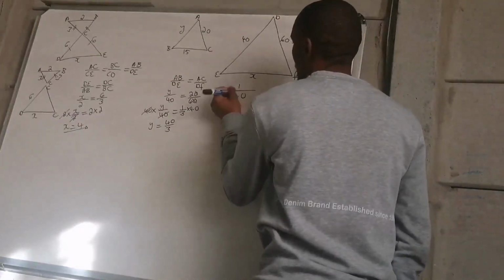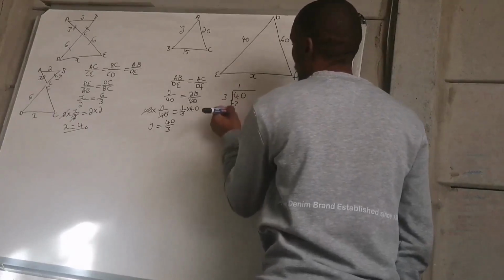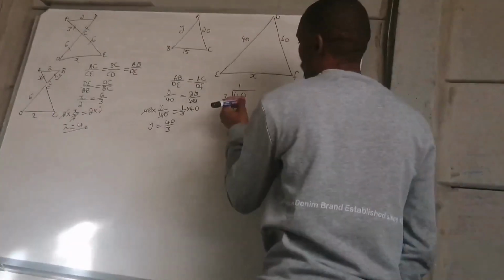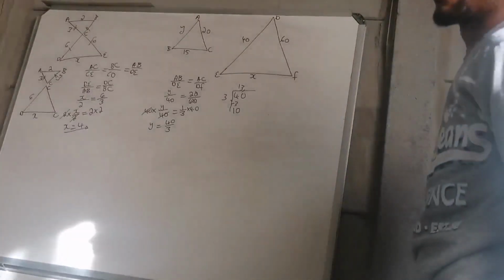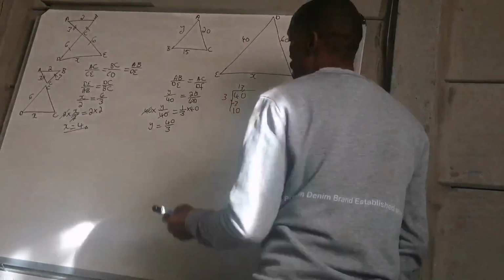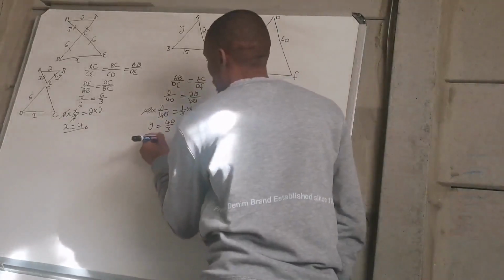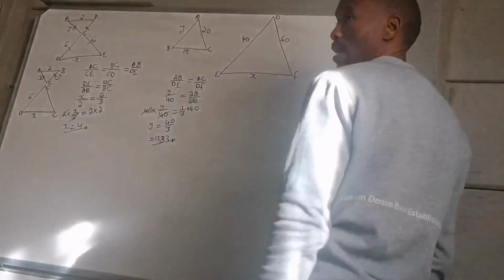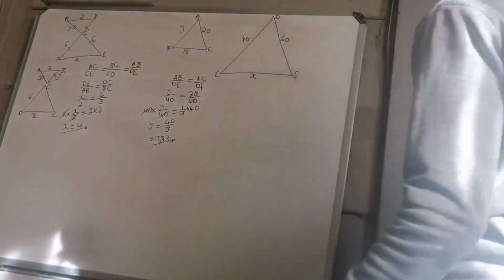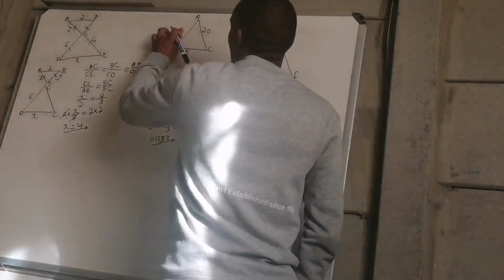40 divided by 3: 3 goes into 4 once, 3 minus 1, bring down 10. You go for 13 point something. Okay? 13.33. It is the value of Y. Okay? Now that we know Y is 13.33.